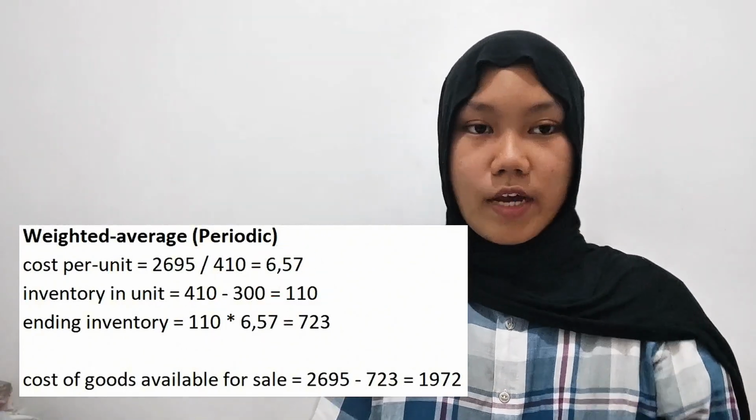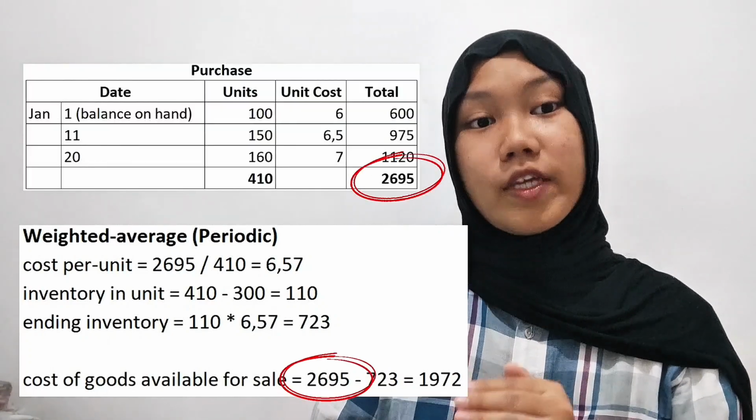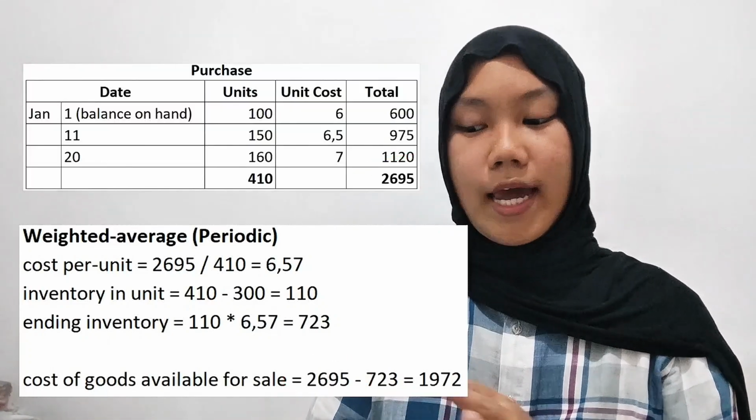Calculating the cost of goods available for sale, you need to deduct the sum of the total cost purchases with the ending inventory. Before I end this video, I will tell you several advantages from the average method.